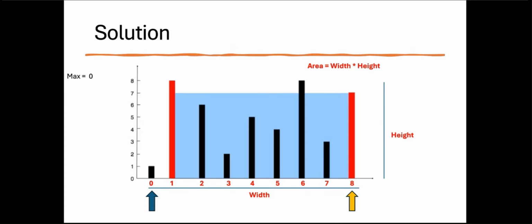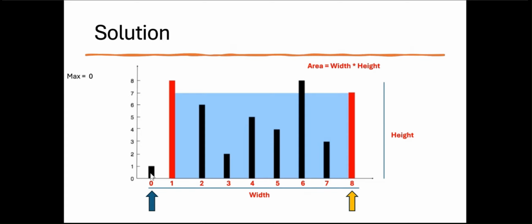Now, how can we maximize our chances of getting the maximum height? If you observe one thing, the container size is always restricted by the smaller height. So once we find the container area, which pointer do we need to move, the blue one on the left or the yellow one on the right? If we observe this, we are always restricted by the smaller height.